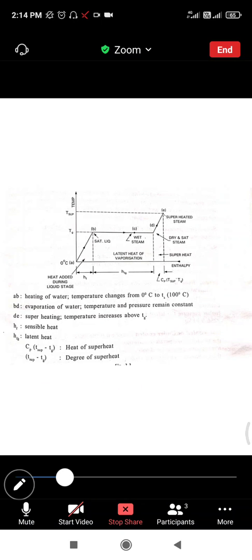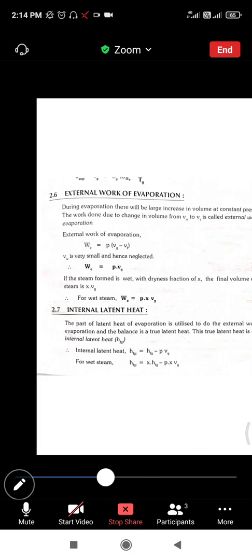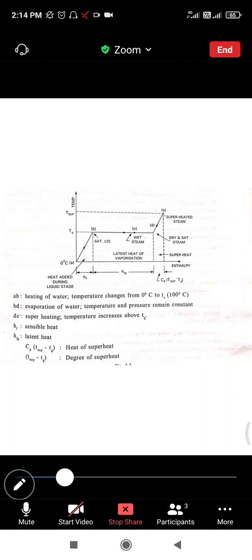And what is the degree of superheat? It is T superheated minus Tg, that is known as degree of superheat. Correct, right? This is the formation of steam, how the steam is formed. In this we have some important definitions.